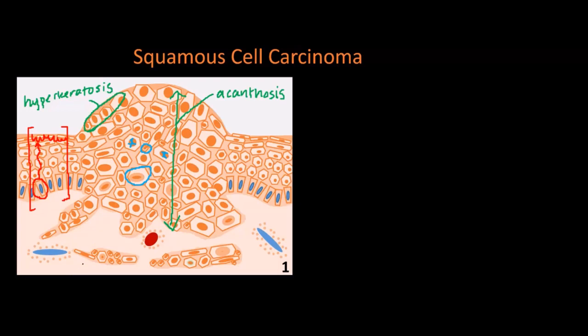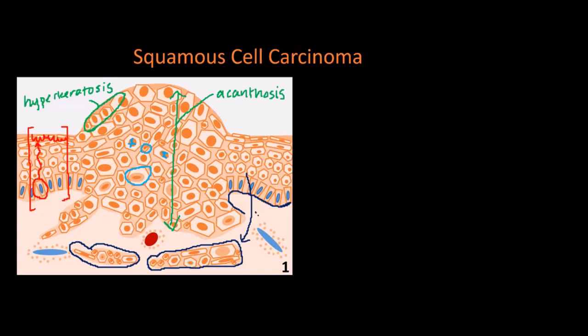A third feature to call your attention to is notice here at the bottom we have clusters of atypical keratinocytes that have invaded into the underlying dermis. And this is a hallmark feature of invasive squamous cell carcinoma. And invasive simply refers to the fact that these atypical cancerous keratinocytes have invaded past the basement membrane, which underlies the bottom of the epidermis, into the underlying dermis.